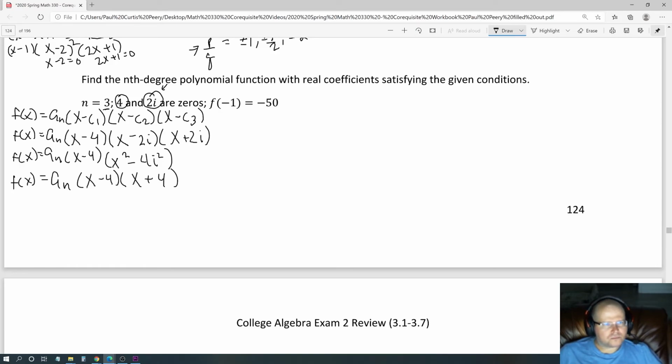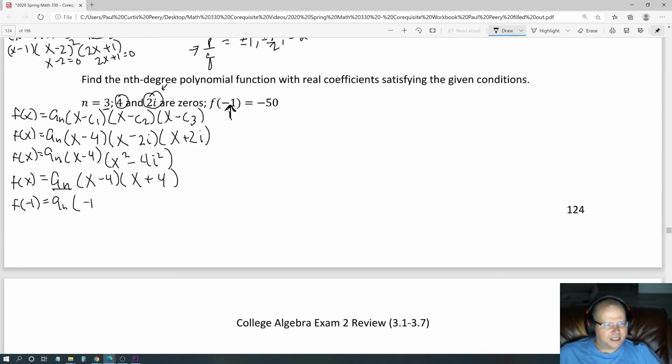Okay. Now at this point, I've simplified it. Now I'm going to move on to this part right here. So I made a polynomial function, but I need one where this is true: whenever I plug in a negative 1, I get a negative 50. And that means I can solve for the unknown. So I'm going to plug in what I know, which is this negative 1. And I'm going to solve for what I don't know, which is this an, right?